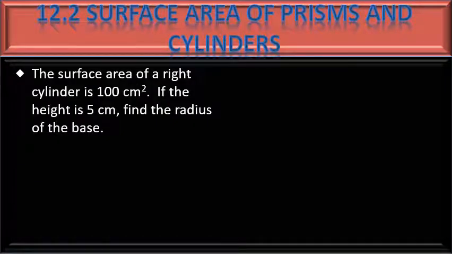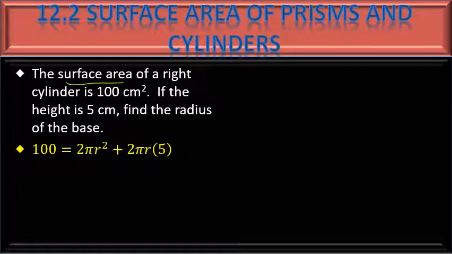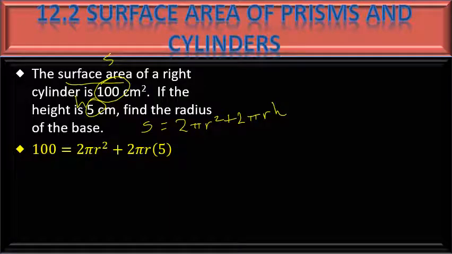The surface area of a right cylinder is 100 centimeters squared. The height is 5 centimeters. Find the radius of the base. Alright, well, let's see. It's talking about surface area. So we could use surface area is 2 pi r squared plus 2 pi r h, and fill in what we know. We know our surface area. We know our height. And we're looking for the radius. So I filled in the surface area and the height.